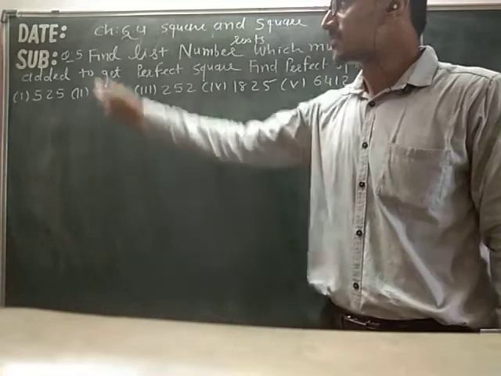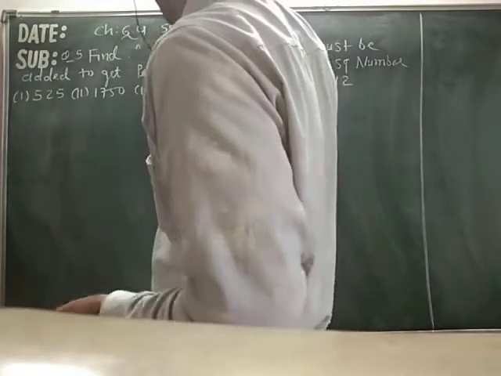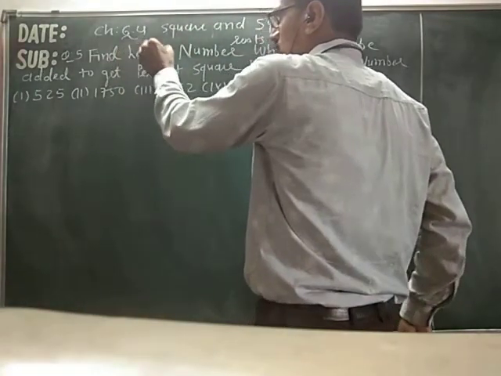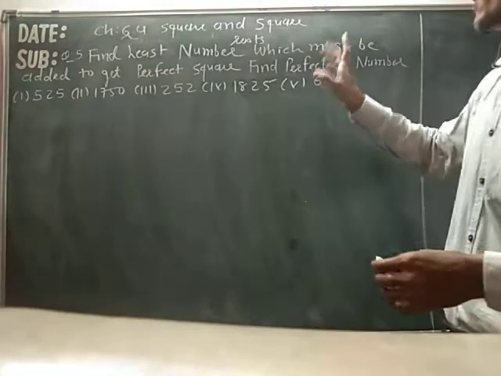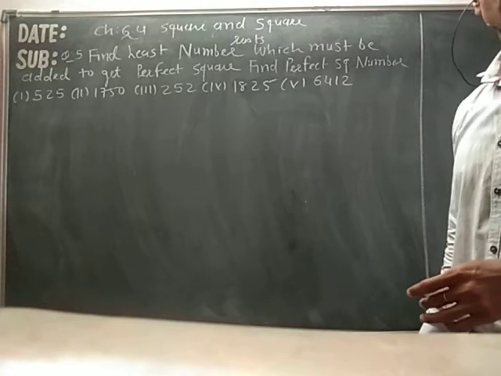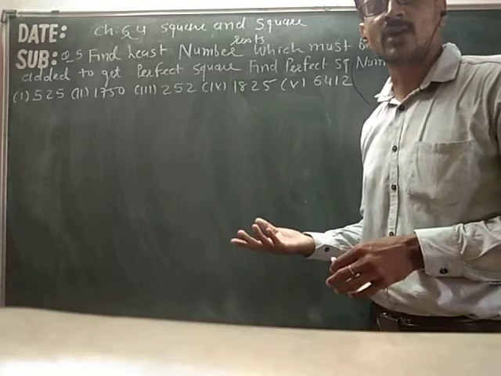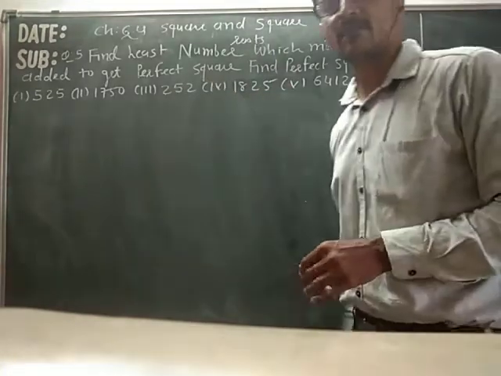Question 5th is: find the least number which must be added to get a perfect square, and find the perfect square number also. See, in the last question, number 4, we found the least number which must be subtracted to get the perfect square. Here we have to add. Let us start from the first.